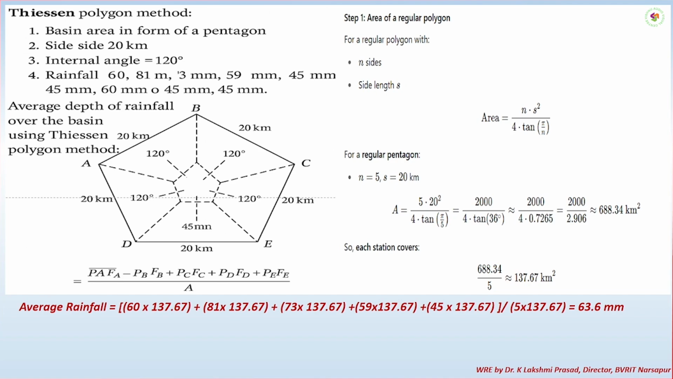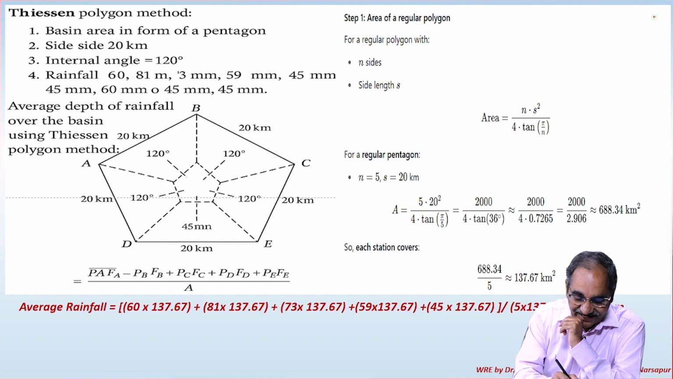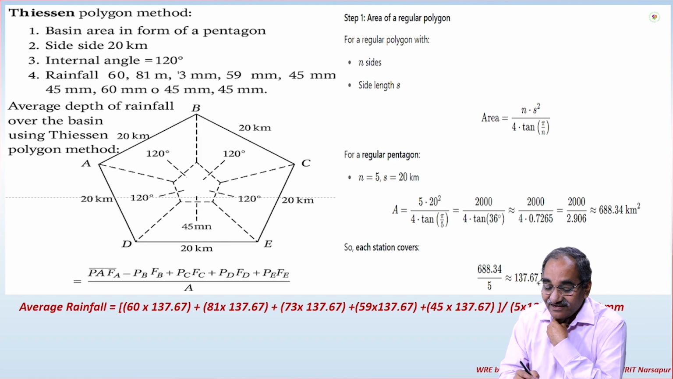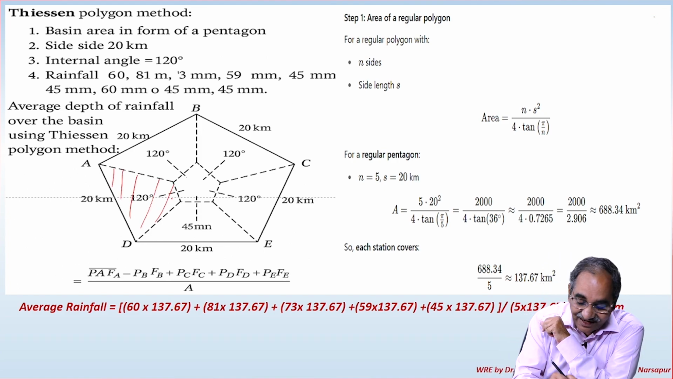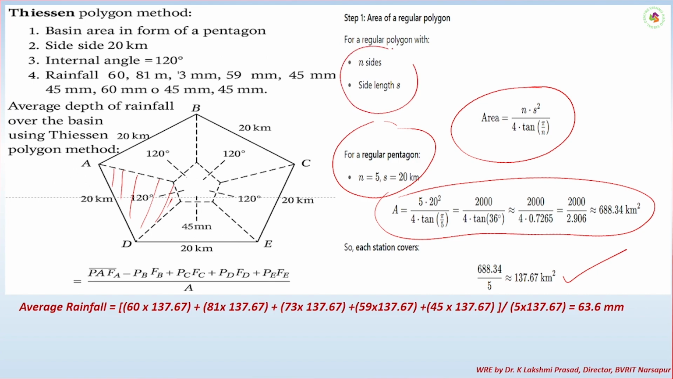Suppose you want to do it the other way also. Let us not take it in that spirit. So now I have taken the pentagon, you see. I have drawn the perpendicular bisectors also, you can see. And the station corresponding to each of these you can also see. Right? Now if you want each area calculated, then I have calculated that also, using the formulas. See it. I have calculated. So 137.67.